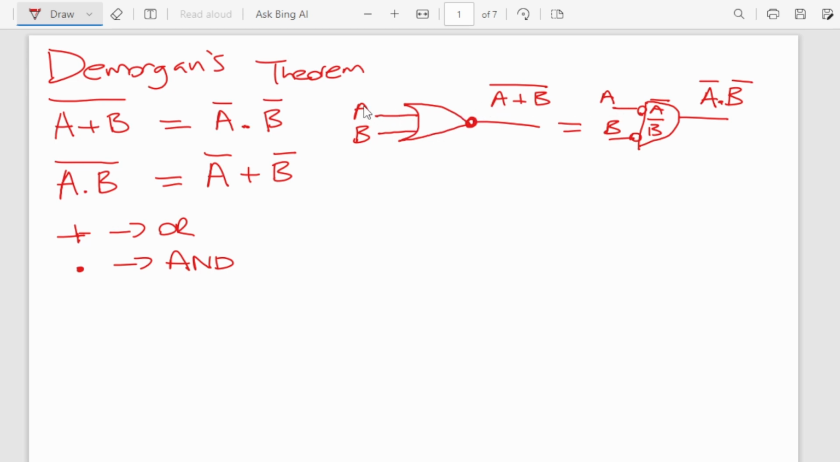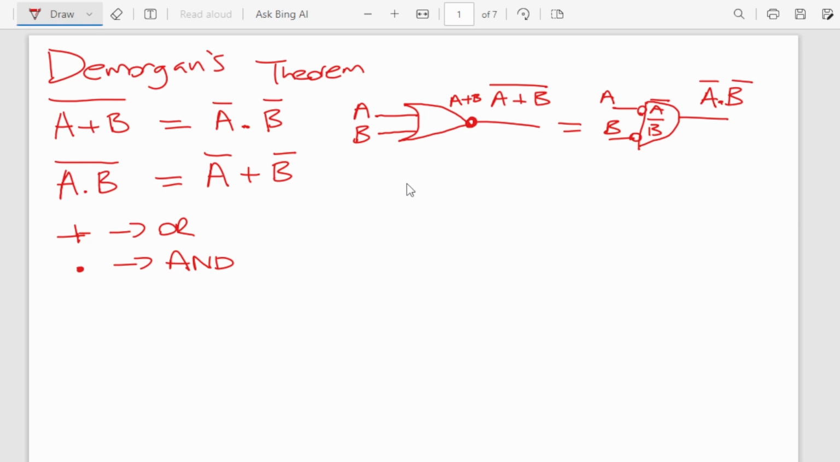Likewise here, you have A ORed with B. So before the inverter right here, you actually have A plus B. After it goes through the inverter, it becomes inverted. So this symbol represents A plus B, all barred. This symbol represents A bar ANDed with B bar.